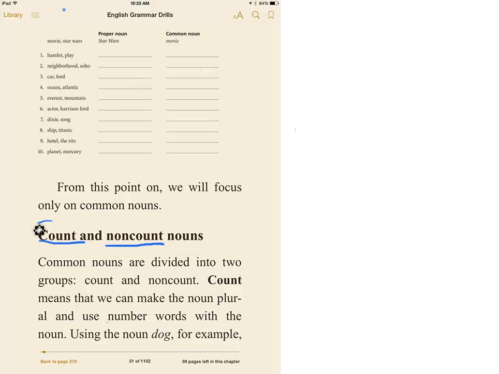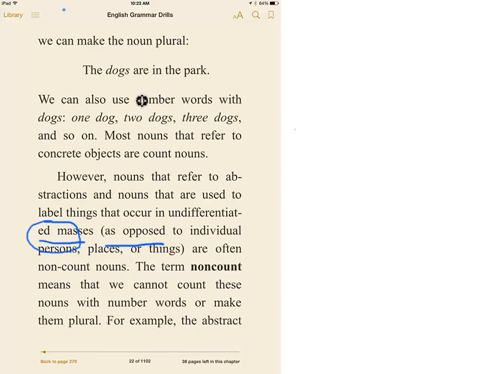A count noun is something that you can count or you can have more than one of. All right. For example, the word dog, and you can say the dogs are in the park, so you can add an S to it. It means it's a count noun. You can also put words in front of it. You can have one dog, two dogs, and three dogs. Okay, those are called count nouns.